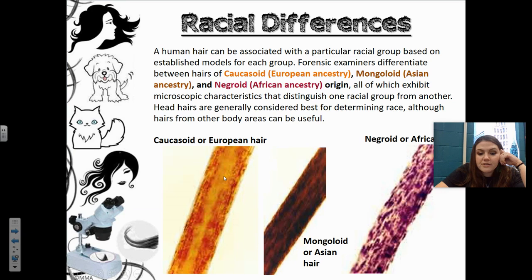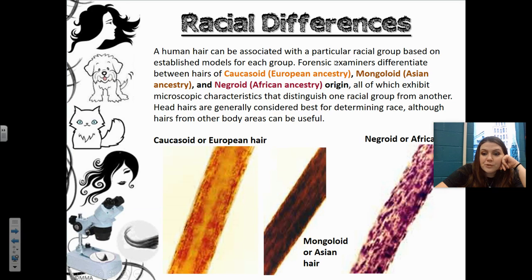Again, there's only 3 categories. I can't go into more detail. If you are at home and you're thinking, I'm Hispanic, what do I fall into? Generally, you fall into the Caucasoid or European hair. That's generally the same kind. It would just probably be a darker brown, but still you're going to fall into the same characteristics of Caucasian hair.